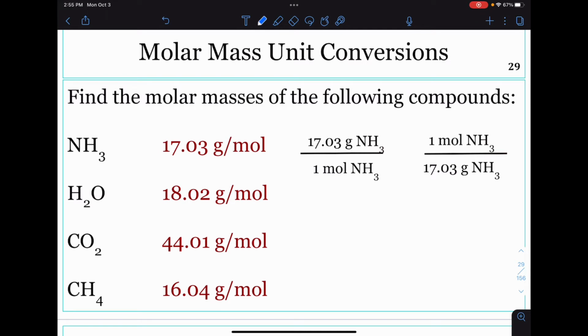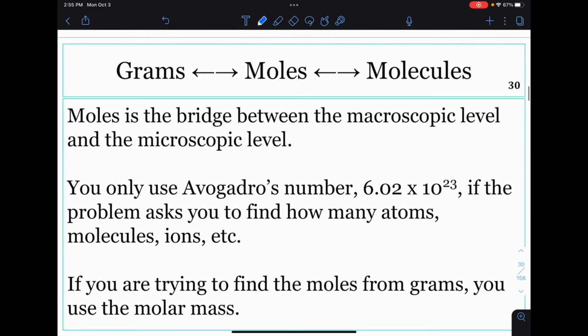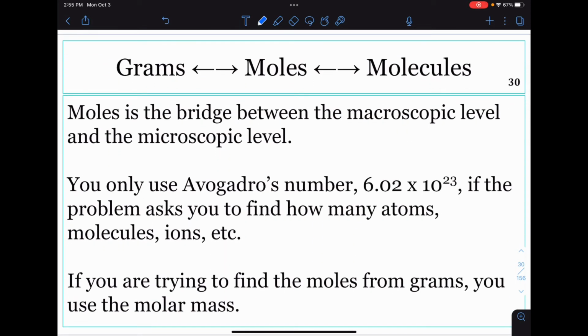Each molar mass can be written as a unit conversion, as I've shown here for NH3. The number has the unit of grams, and the 1 mole is on the opposite side of the unit conversion. Because moles is the bridge between the macroscopic level and the particle level, we don't need to use Avogadro's number unless the problem is asking us to find the number of atoms or molecules in the substance. If we need to convert from grams to moles or moles to grams, we just use the molar mass of the substance in question.